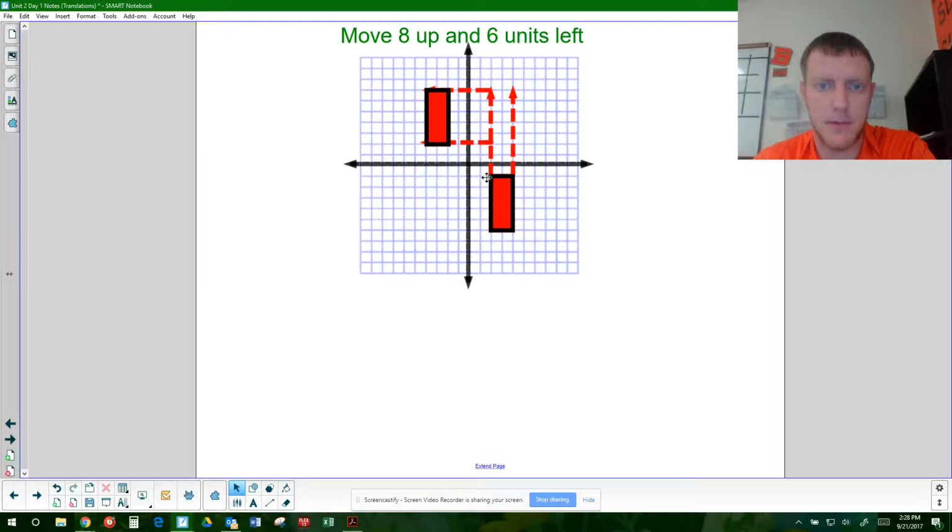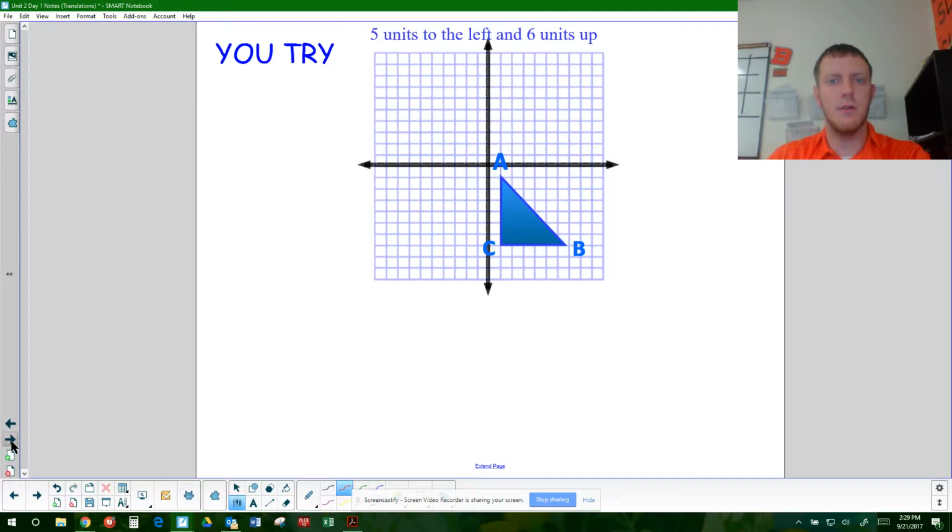I'd be like, if this is my point right here, I'm going to count 1, 2, 3, 4, 5, 6, 7, 8. And then I'm going to count 6 left. 1, 2, 3, 4, 5, 6. That's it. Don't make it any more complicated than that. All right. Translation should be the easiest one out of all of them.